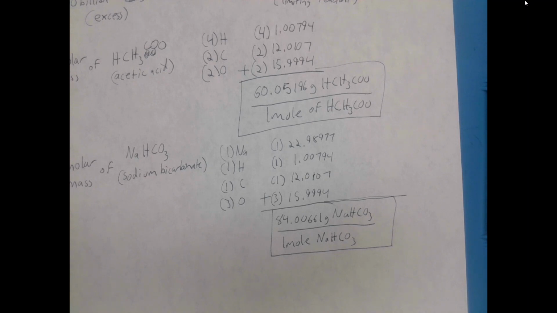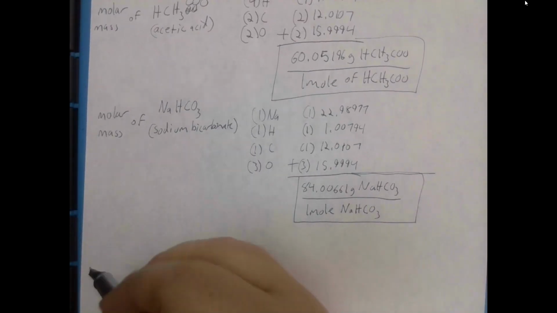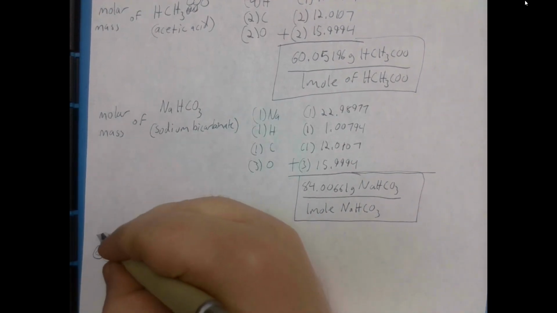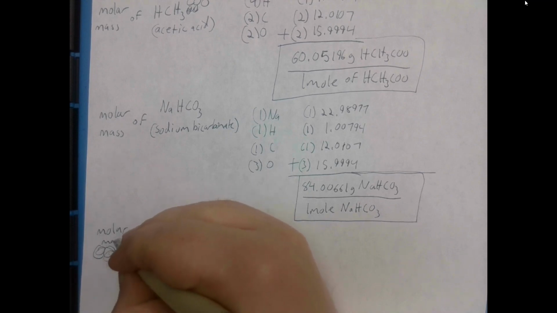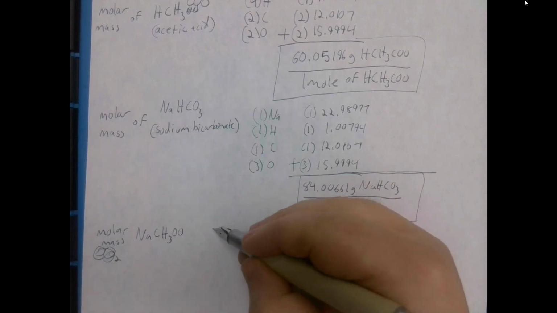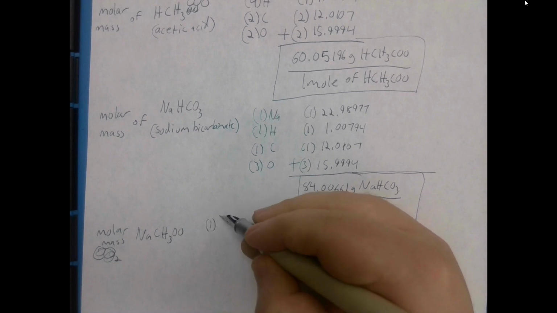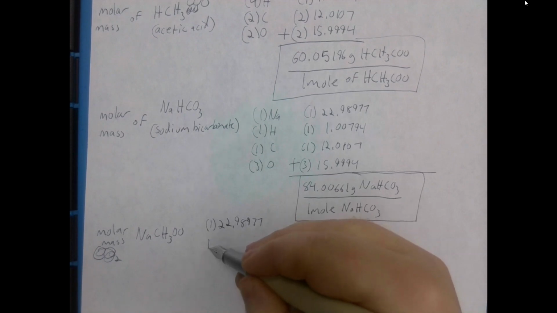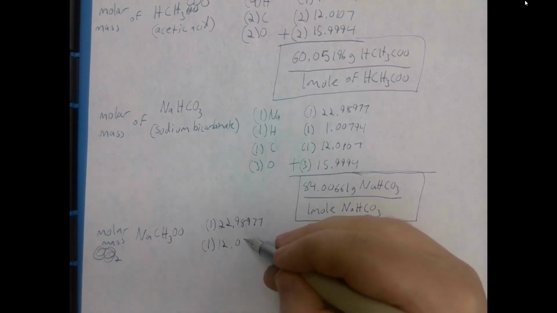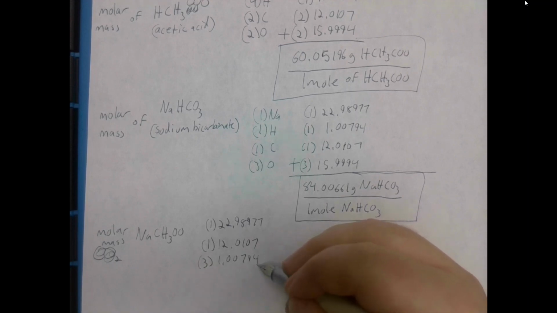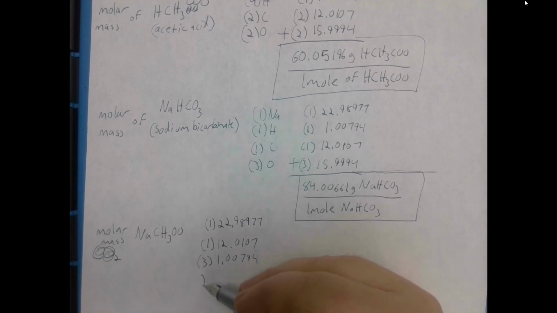I don't think that's everything. And let's do CO2. Or, not CO2. Sodium acetate. So it's 1 sodium, (12.0107), 3 hydrogen, and 2 oxygen.